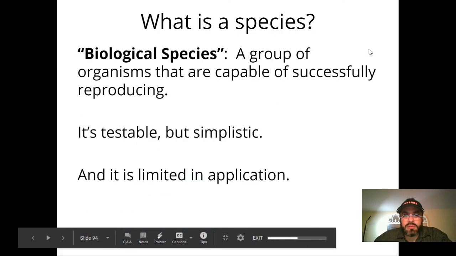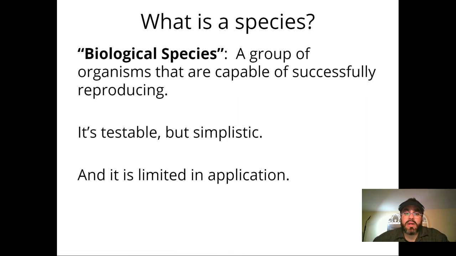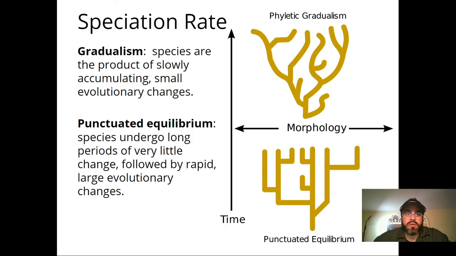So now let's talk about speciation and what in fact a species is. The most commonly used description of a species is a group of organisms that are capable of successfully reproducing. It's simplistic. It's not always 100% accurate, but it is the way that most things are going to be. Speciation can happen in 2 ways. There are 2 proposed ways.